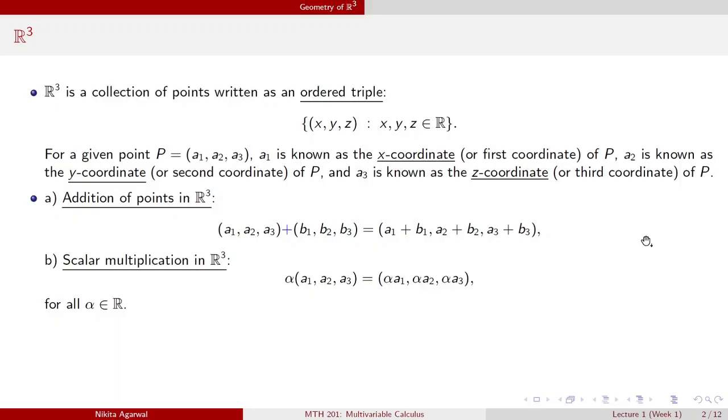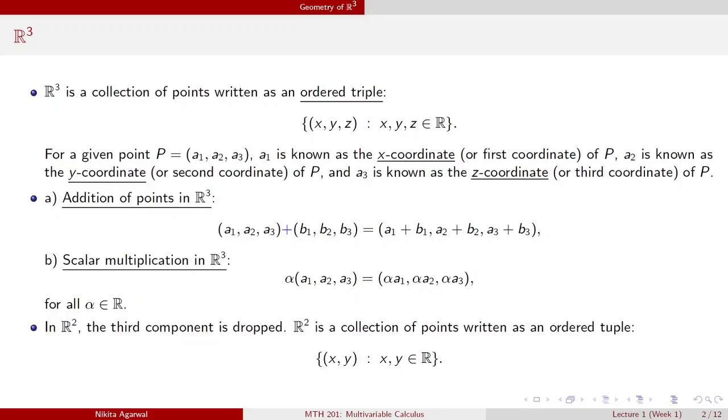You can also multiply a point with a scalar. Scalar in this case is a real number. So if alpha is a real number, alpha times the point (a1, a2, a3) is nothing but (alpha a1, alpha a2, alpha a3). So this alpha scales each component, or each coordinate, of the point by this scalar or real number alpha.